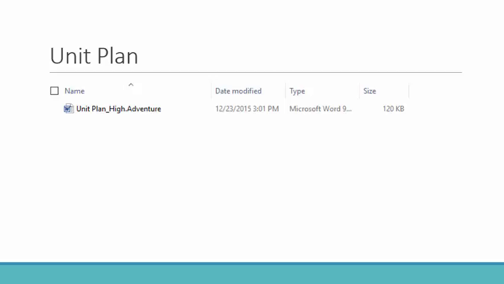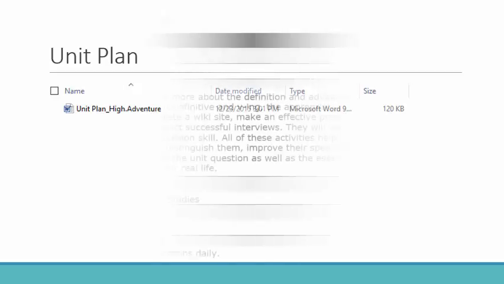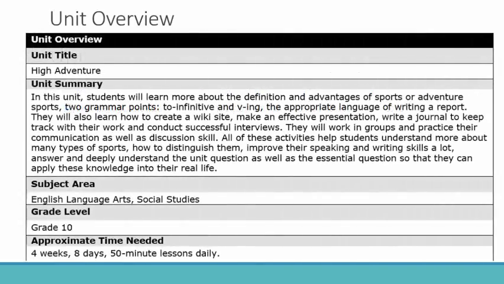Now let's move to the second part of my presentation, my unit overview. As you can see from the screen, the unit title is High Adventure. About the unit summary, in this unit, students will learn more about the definition and advantages of sport or adventure sports, 2 grammar points, to infinitive and verb-ing, and the appropriate language of writing a report.